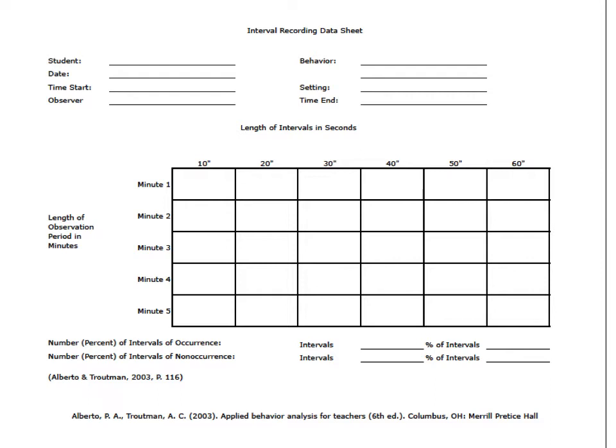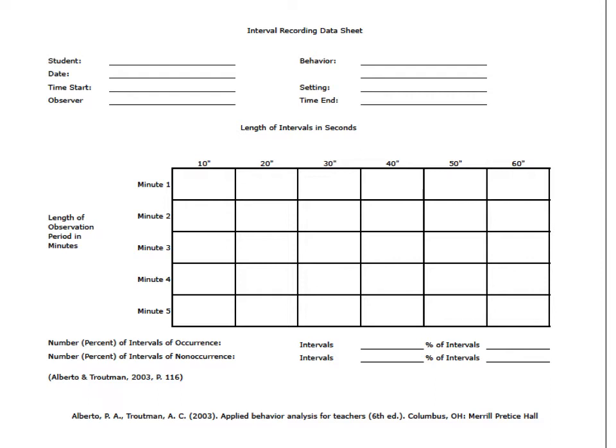So if you want to use interval recording, you will set the observation time, let's say 10 minutes across sessions, and then you will divide the 10 minutes into equal and small intervals, like 10 second, 20 second, or 30 second. In this chart, the minute was divided into 10-second intervals. So each minute we have 6 intervals because we are using 10-second intervals.